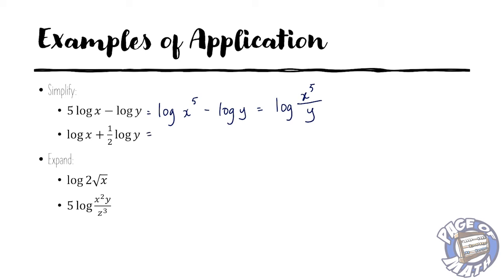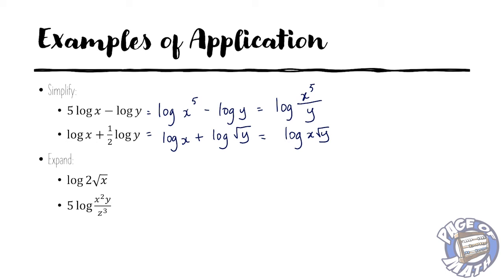Another example, we have log x plus a half log y. So log x stays as is, but we can apply one of the laws to the second one. So that would be log y to the 1/2 power, which is the square root of y. So this becomes log of x times the square root of y.